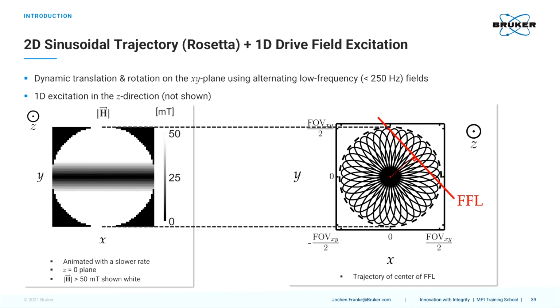And what I normally show is this Lissajous-like view, and here it's always plotted the center point of the field-free line over the time series of our trajectory. Keep in mind, this animation is at a much slower speed compared to the true speed of what we are planning to do in our new MPI system. And we are showing only the zero plane of this field of view.